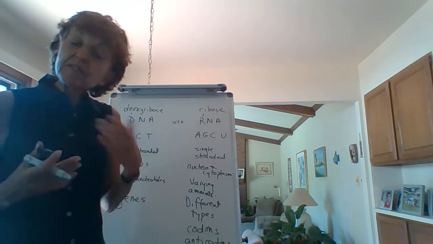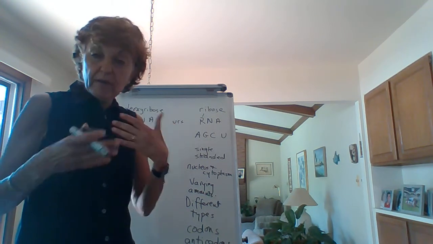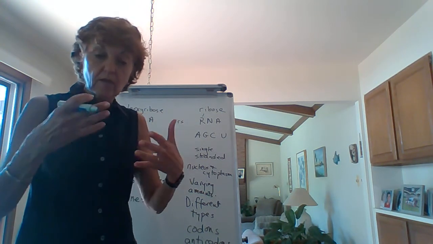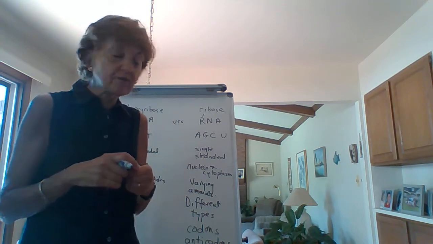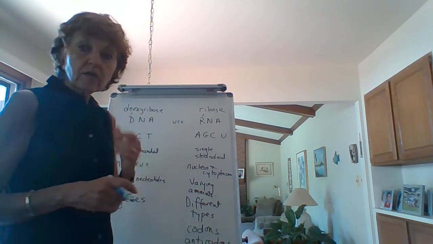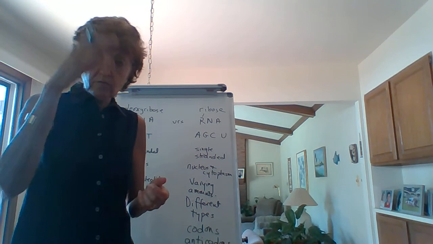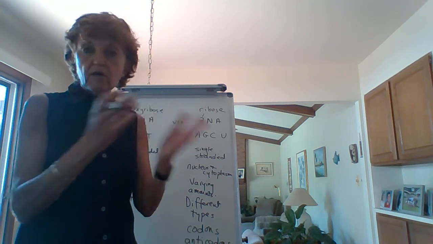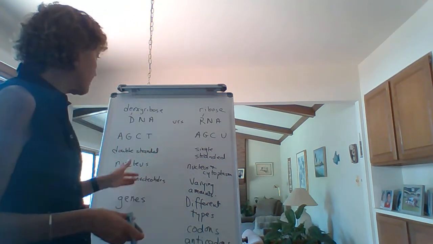Okay, DNA happens to be double-stranded, and we're going to talk about the hydrogen bonding between the complementary base pairs. RNA, on the other hand, is single-stranded, so RNA doesn't have a double strand, just one single strand.